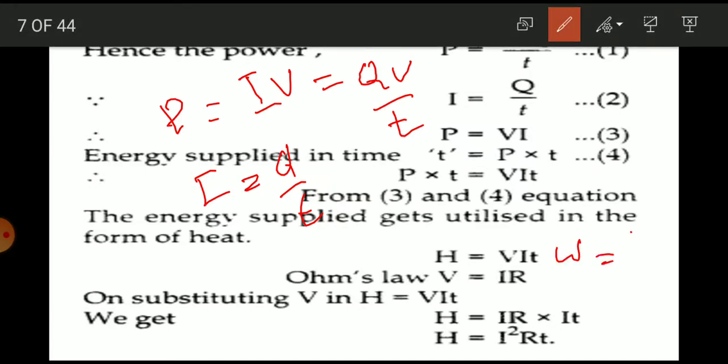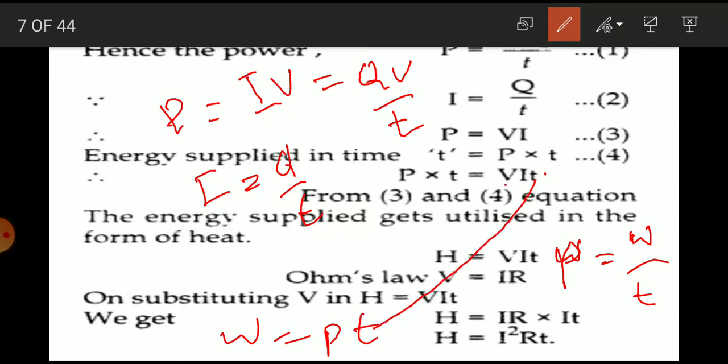Work is equal to power, and power is work per unit time. So work is equal to power into time. Here time is written, and here the value of power is written. So it will give you the energy consumed in unit time.